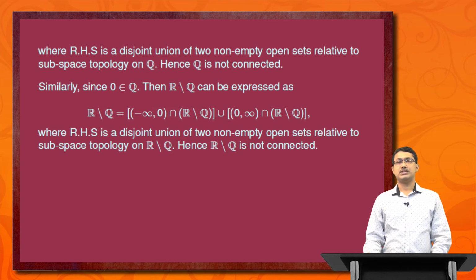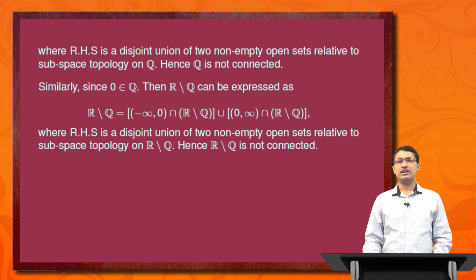Similarly, since 0 belongs to Q, then R minus Q, that is the set of irrational numbers, can be expressed as R minus Q equals the open interval minus infinity to 0 intersection R minus Q, union the open interval 0 to infinity intersection R minus Q. Both of them are non-empty and open, because 0 belongs to Q, that means 0 does not belong to R minus Q.